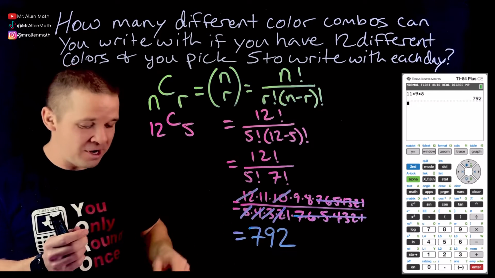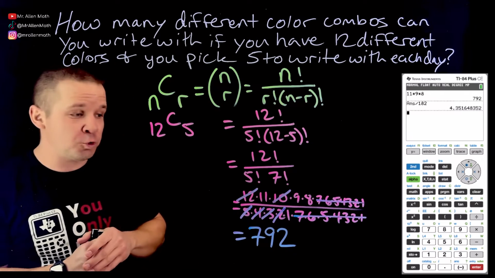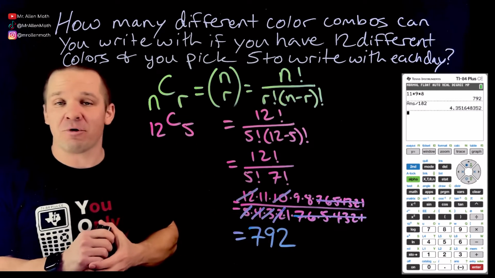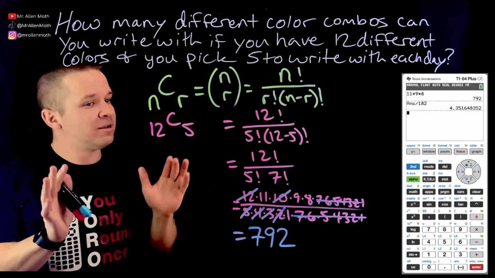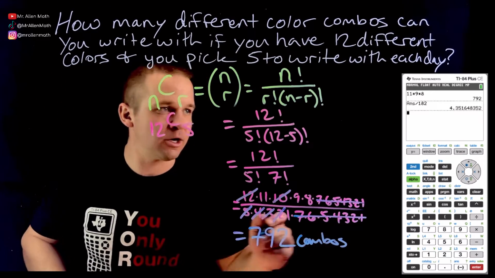A school year is 182 days. That means that I can go over 4 school years of picking different color combinations. It doesn't seem right, but it is. I swear. It is. So 792 combos. It's kind of cool, man.